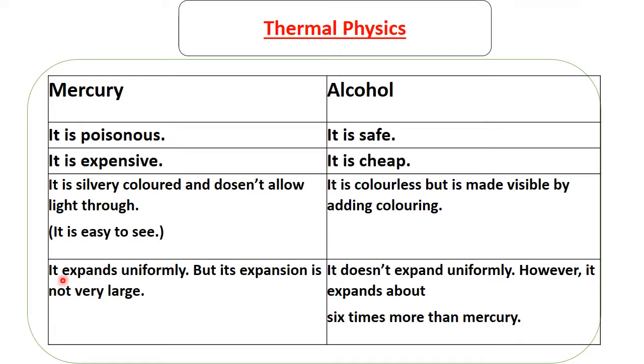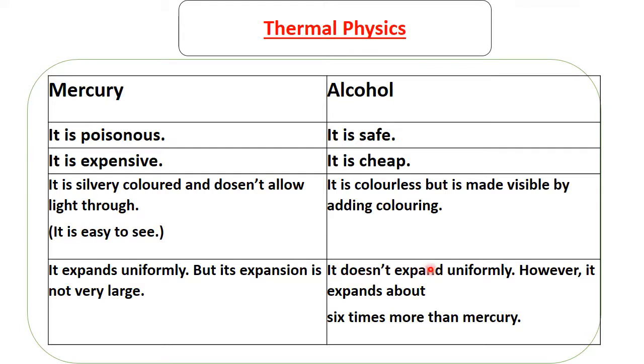So we can add a red coloring agent so that we're able to see. Then there's also the issue with expansion. Mercury expands uniformly. That's the first point. I want first to explain more on this. What this means is a small change in temperature will be proportional to a small change in the volume of mercury. Any change is going to correspond to a small change in the volume of mercury. So a small change in temperature results in a small expansion, and you'll be able to see that.